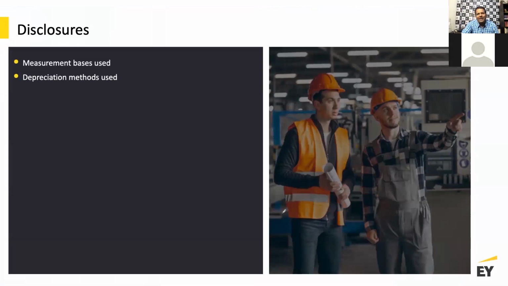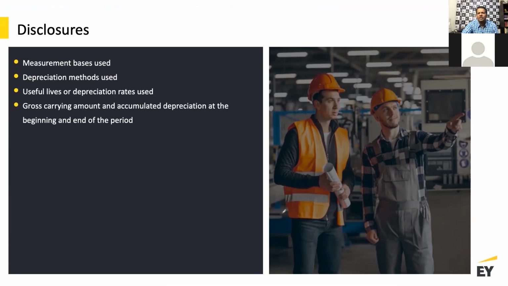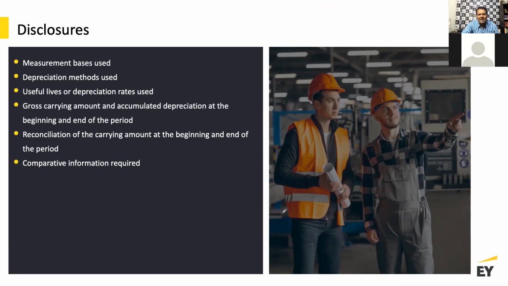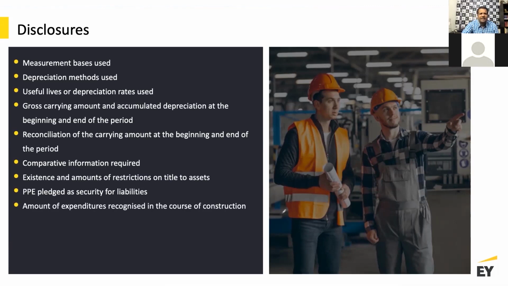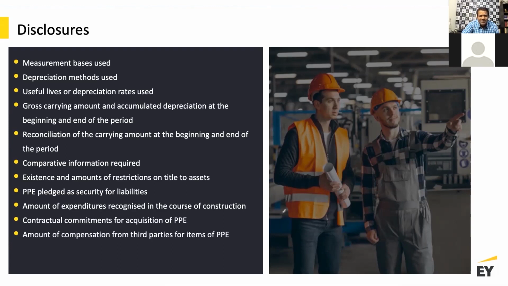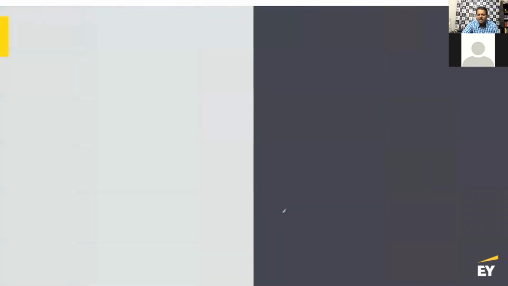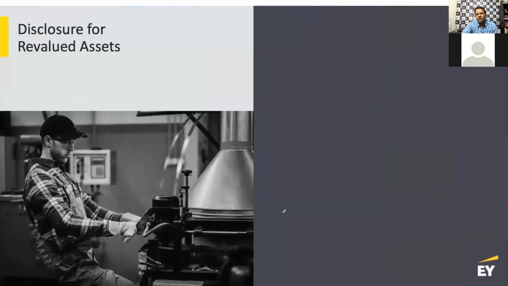The simple principle under Ind AS when it comes to disclosure is disclose, disclose, and disclose. Disclose appropriately: the methods of measurement, the method of depreciation, the useful life, gross carrying amount, accumulated depreciation, reconciliation of the carrying amount at the beginning and at the end of the period, comparative information, existence and amount of restriction on title of assets, property, plant, and equipment which are pledged as securities, amount of expenditure recognized in the course of construction, contractual obligations. All of that is what you need to disclose.